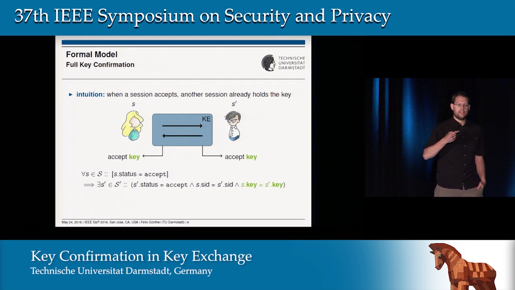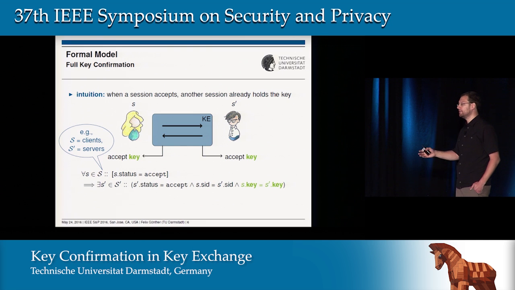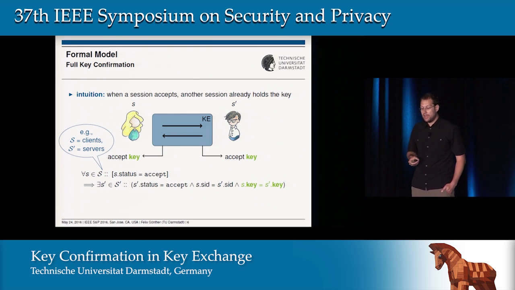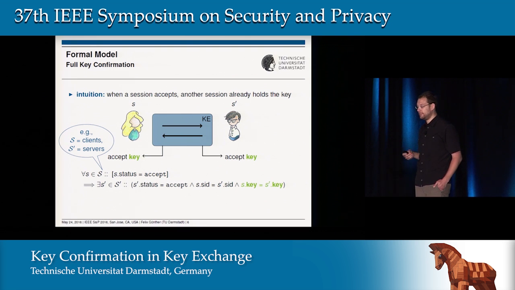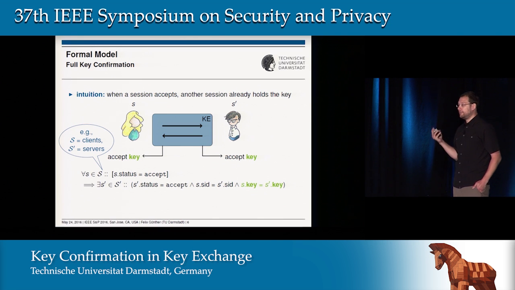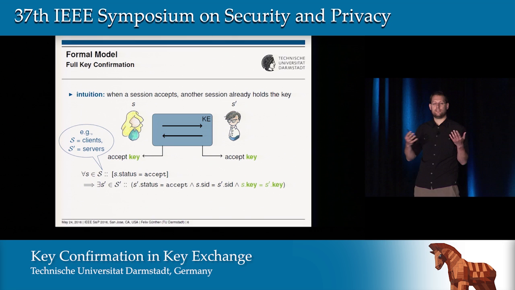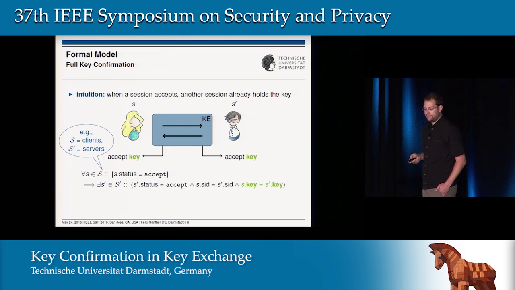So you're guaranteed that for any session in a particular set S, and here you might think of S being the set of all client sessions in the protocol, when such a session accepts, there exists another session S prime in another set S prime, for example, a server session, that satisfies three properties. It accepted already, it shares the communication partner, like having the same communication transcript, for example, formalized here as holding some identifier value for the session. And most importantly, third, it holds the same key.